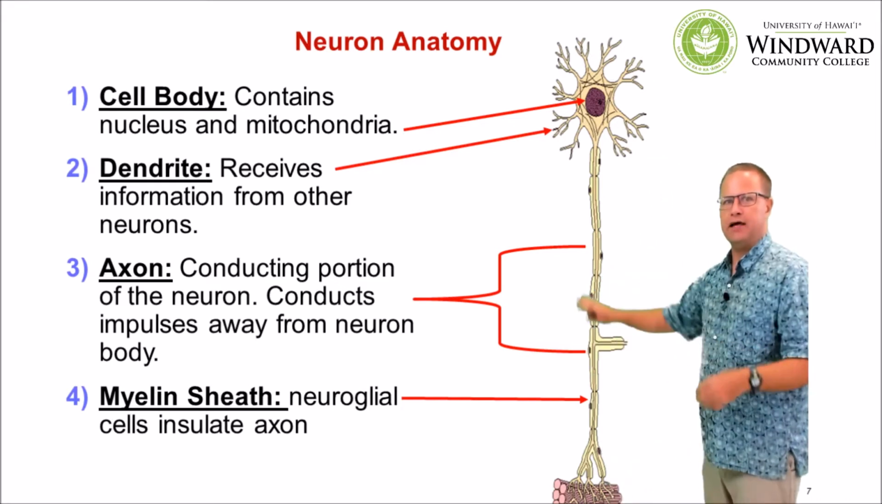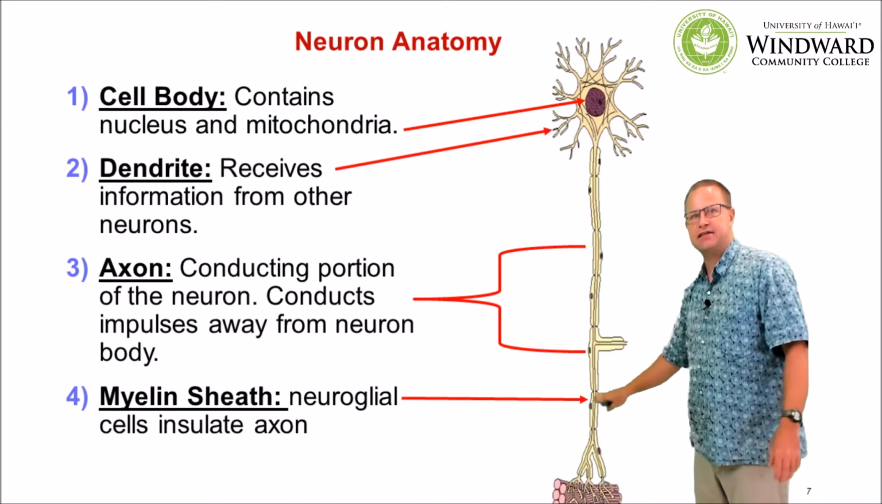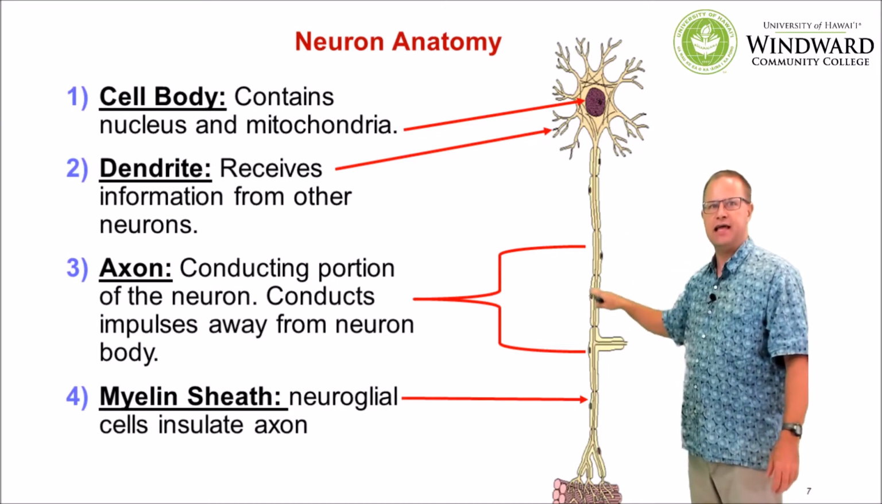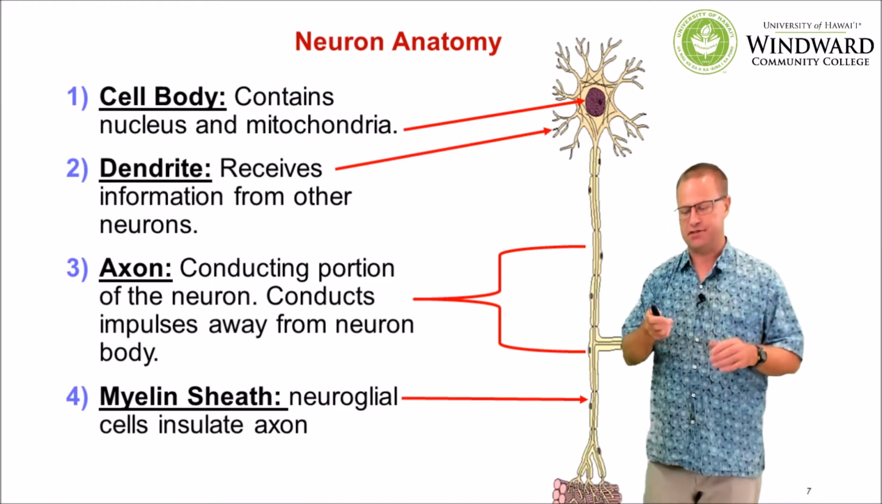And finally, I want to point out we have something called the myelin sheath that helps to insulate that axon, and it's made up of our neuroglial cells. And one of the things that helps us to do is to speed up nerve impulses.